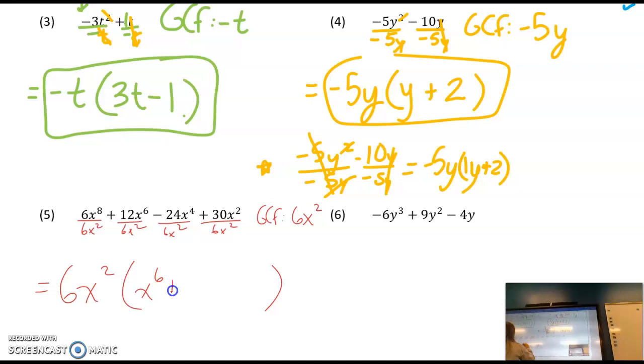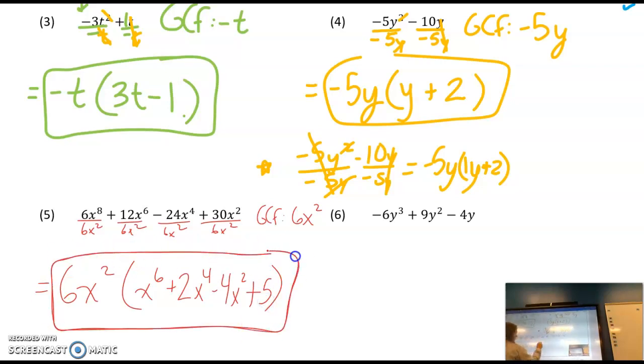12 divided by 6 is a positive 2. I had 6 x's on top and 2 on bottom, which means I'm left with 4. Negative 24 divided by 6 is negative 4. I had 4 on top, 2 on bottom, so I'm left with 2. And then 30 divided by 6 is 5. I am not left with any x's, so I am done.